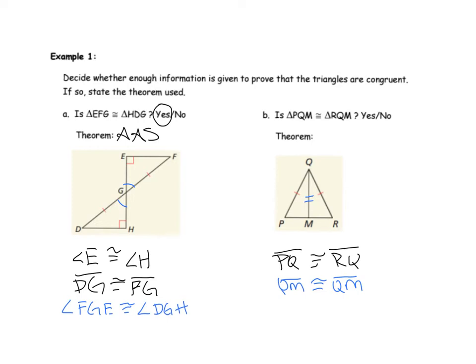So therefore, this is a no. We don't have enough information to justify whether these two triangles are actually congruent or not, because we need at least another side to be marked, or an angle being marked, or even a right angle being marked. But we don't have that, so therefore it is a no. Not enough information is given.